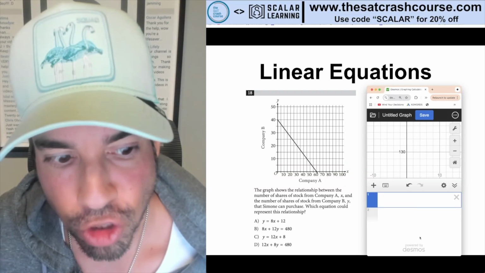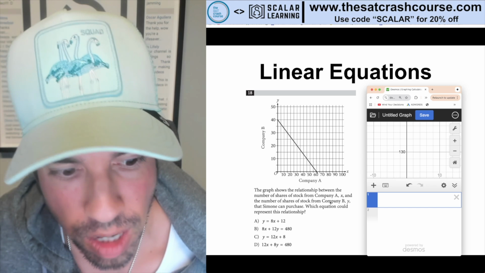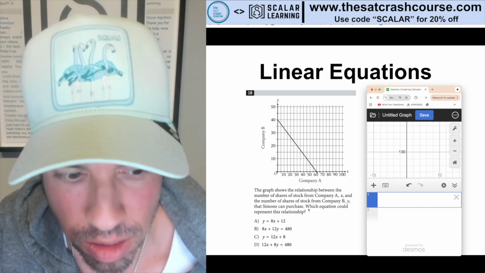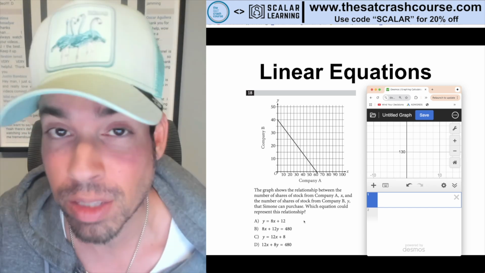Done. The graph shows the relationship between the number of shares of stock from company A, X, and the number of shares from company B, Y, that Simone can purchase. Which equation could represent this relationship?